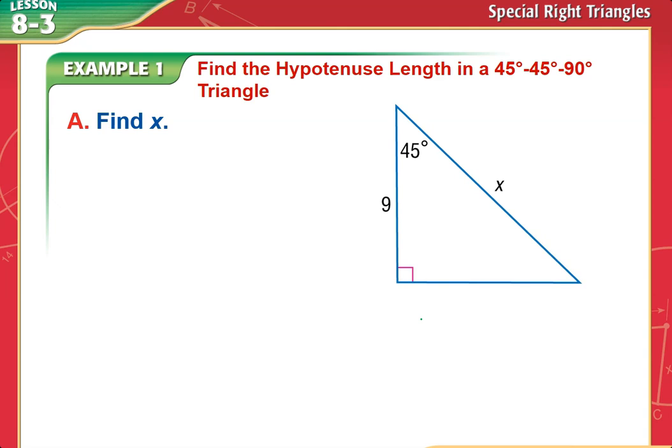Okay, so in this triangle, since this is 90 degrees and this is 45 degrees, this also has to be 45 degrees, so it's a special right triangle. Since this side length is 9, this side length has to be 9 as well. And we know that this side over here, the hypotenuse, is always the length of one of the legs times root 2. So it should be 9 root 2.